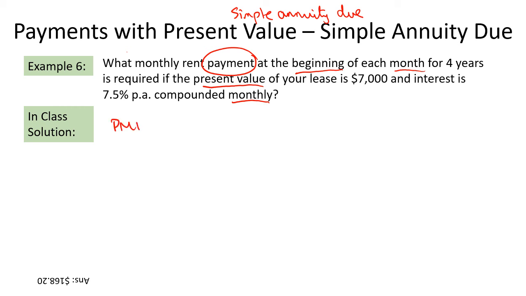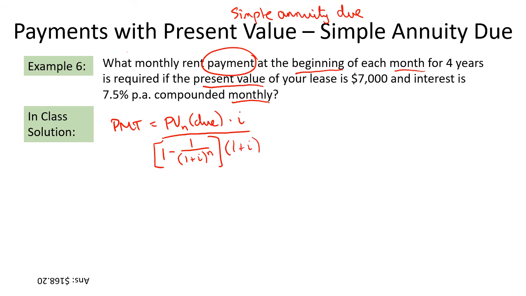So you start with your payment formula knowing present value. So your payment is equal to your present value for an annuity due times your periodic interest rate divided by this term, which is 1 minus 1 divided by 1 plus your periodic interest rate to the exponent n, all in brackets times this additional interest term, 1 plus I. Okay? Again, the items that you know, okay, you know your present value for this annuity due is given in the question, $7,000.